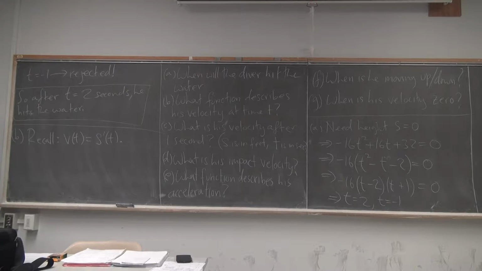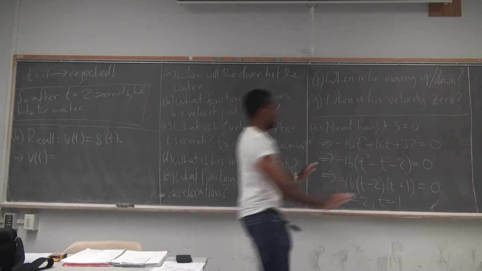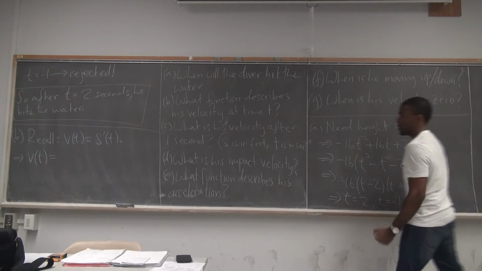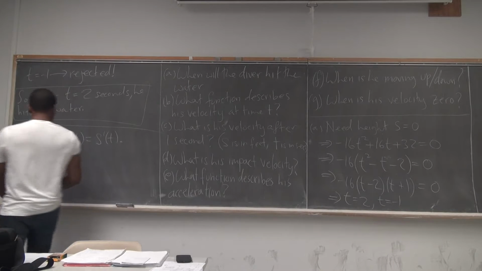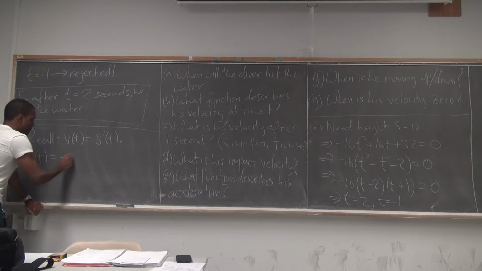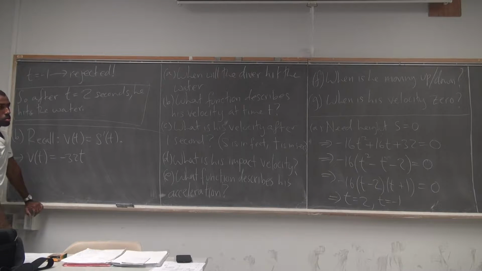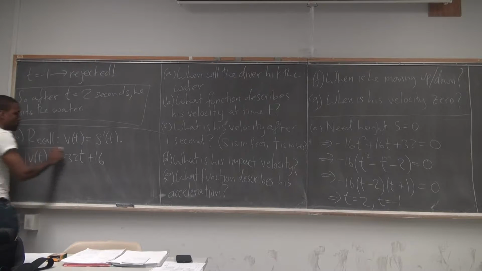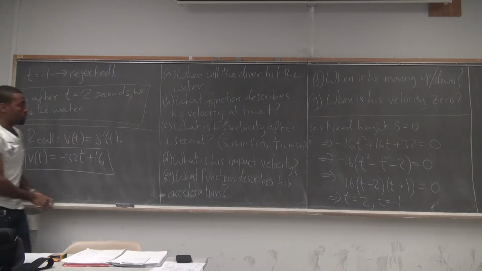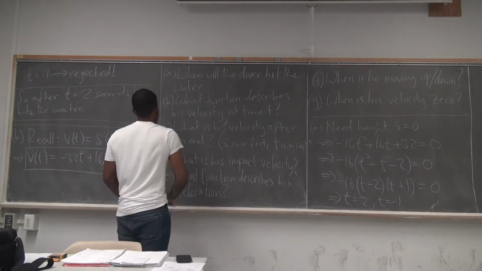That's the relationship between position and velocity. So this means that if I want to find his velocity function, I can just find the derivative of his position function, which is the function over here. So what's the derivative of that? Minus 32t plus 16. And that's the function that describes his velocity, as in how fast is he moving and in what direction. C, what's his velocity after 1 second?